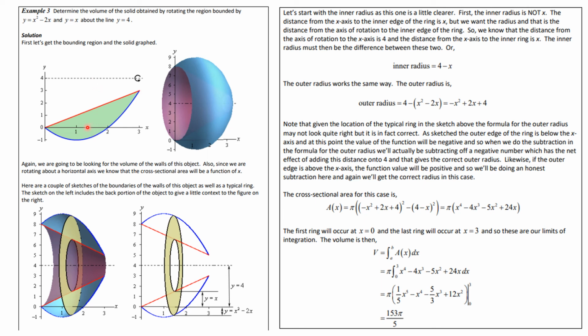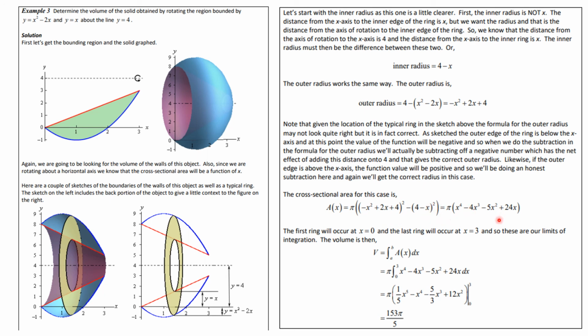And the inner radius is going to be 4 minus, and this has to be in functions of x. So the inner radius is going to be 4 minus x, and the outer radius is going to be 4 minus the whole of that blue function. And so we get this. So the cross-sectional area is going to be pi times the outer radius squared minus the inner radius squared.